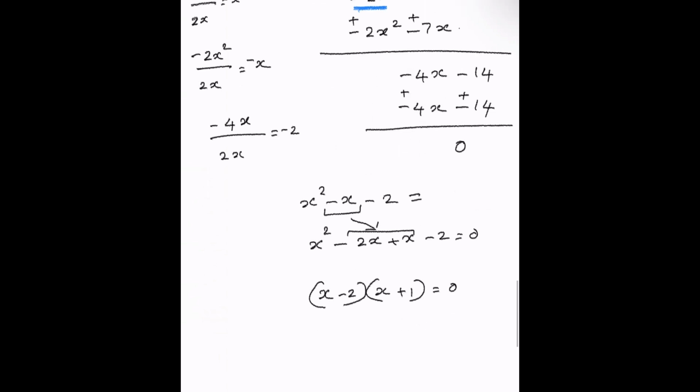So basically, therefore, what are the factors? All the given factors you have to list out. 2x plus 7, then x minus 2, and x plus 1.